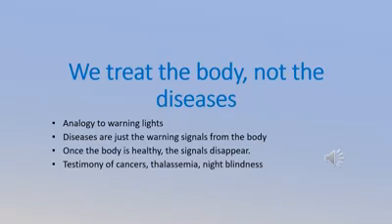Now, the next rule is we treat the body. We do not treat the disease. This is an analogy to the warning lights in your car. When you buy a car, sometimes there's something wrong with the car, so there are some warning lights. What are you going to do with the warning lights? You need to send the car to the mechanic to repair it, so that the warning light will disappear. You cannot say to the mechanic, remove the light, the light is hurting my eye. You cannot do that, so you have to repair the car. When the car is okay, the light is gone.